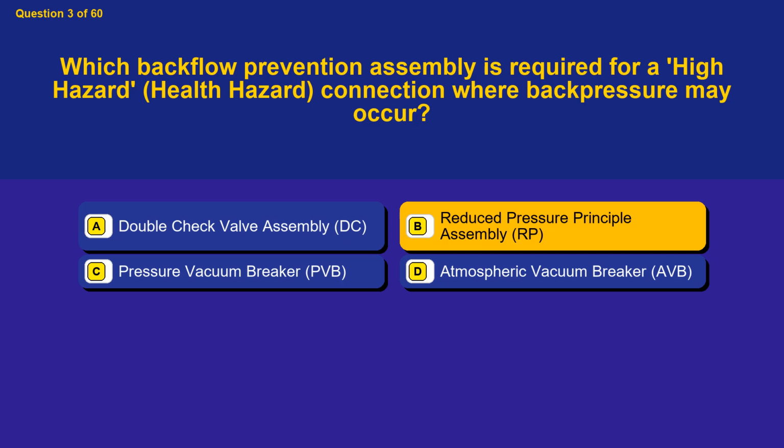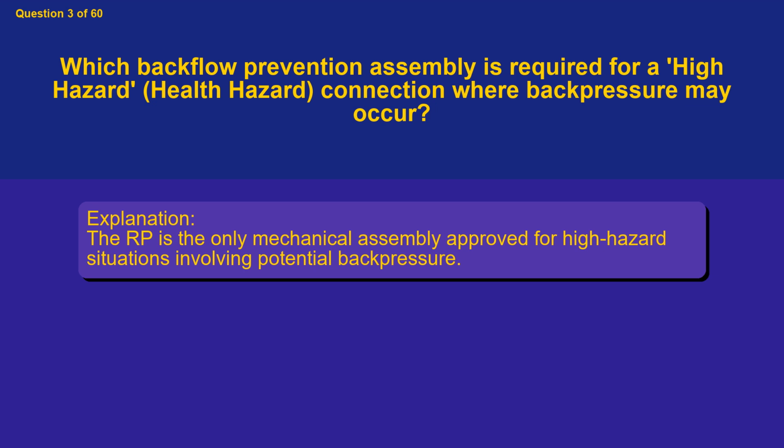The correct answer is option B, reduced pressure principle assembly, RP. The RP is the only mechanical assembly approved for high hazard situations involving potential back pressure.